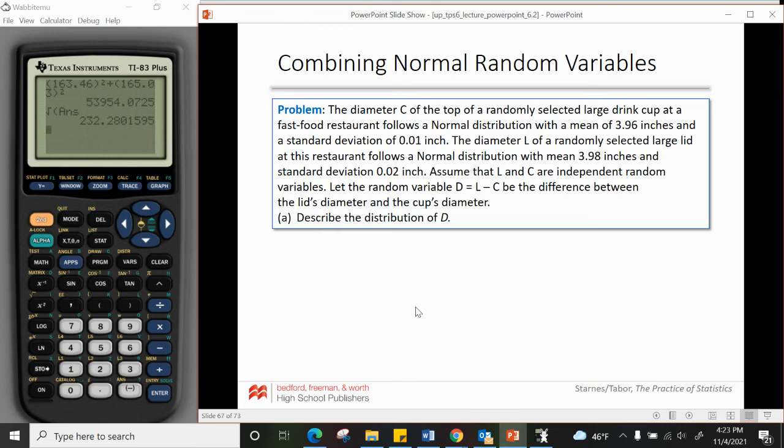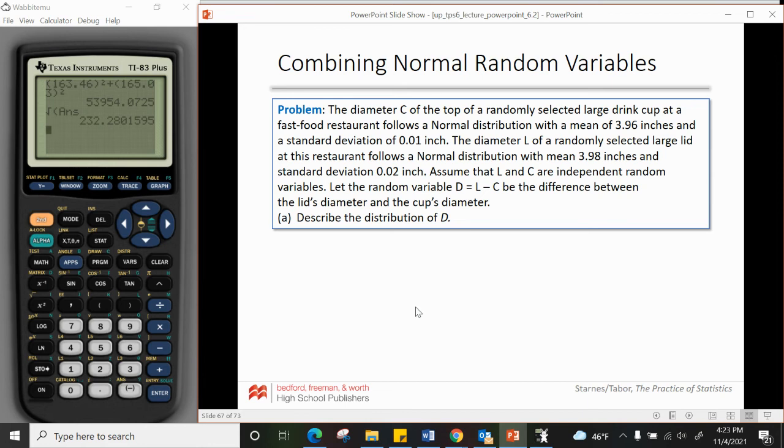All right. So here, the diameter C of the top of a randomly selected large drink cup at a fast food restaurant follows a normal distribution with a mean of 3.96 inches and a standard deviation of 0.01 inch. The diameter L of a randomly selected large lid at the restaurant follows a normal distribution with the mean 3.98 inches and standard deviation of 0.02. Assuming that L and C are independent random variables, let the random variable D equal L minus C, the difference between the lid's diameter and the cup's diameter. Describe the distribution of D.